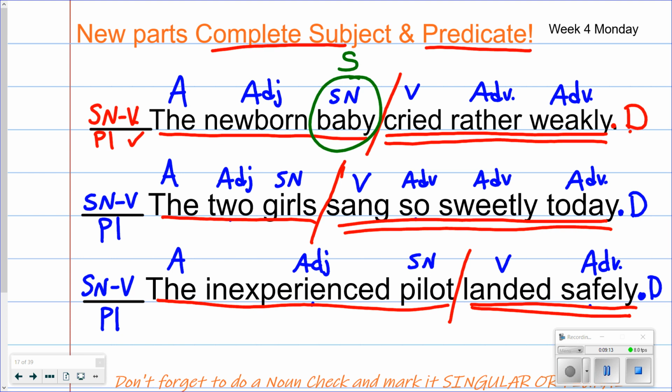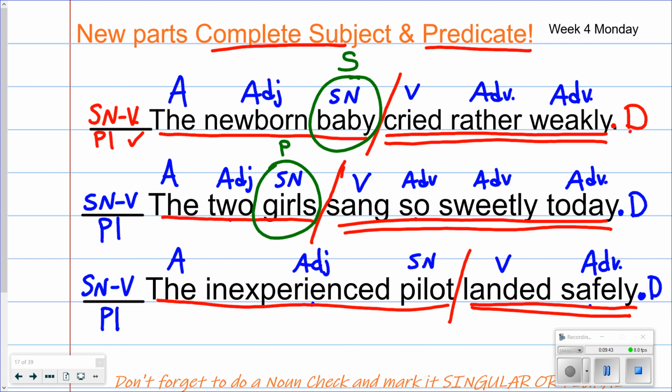Now let's go to sentence number 2. The two girls sang so sweetly today. Where's our noun in this sentence? Good, it's girls. Circle it. And is girls singular? Does it mean just one? Or does it mean more than one? And then in that case, we call it plural. Good. All right, so girls does have an S on the end, so that's our clue that it's going to be plural. So put a P above it.